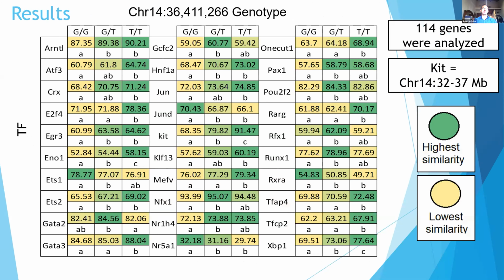Here you have the results for this analysis. A number of transcription factors were identified as significantly different when you group the individuals based on the genotype for the most significant marker. They have been color-coded. The green represents the highest similarity with the HSRA, and the yellow the lowest similarity.